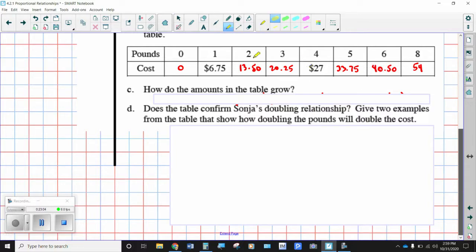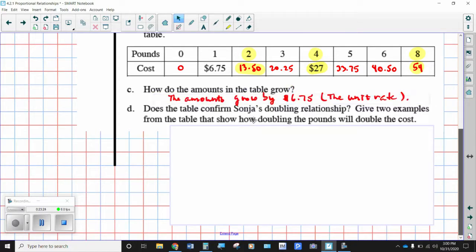Now also notice this, when you double the 2, you get the 4. When you double $13.50, you get $27. If you double the 4, you get 8. And when you double the 27, you get 54. So that doubling action also comes into play when you've got a proportional situation.